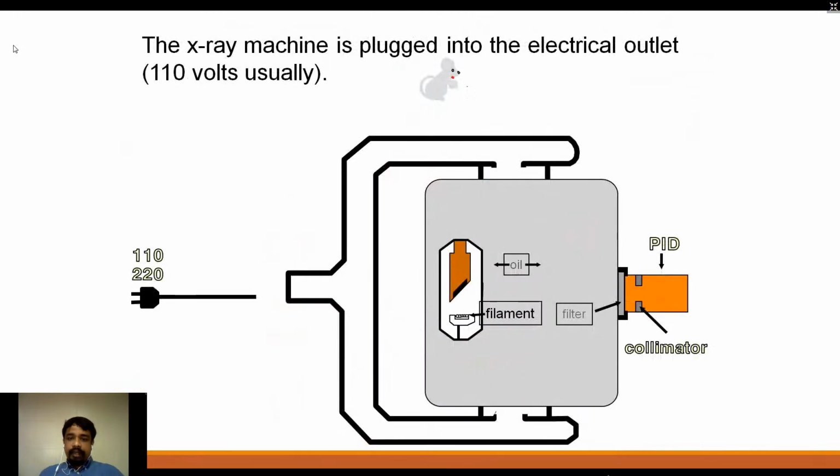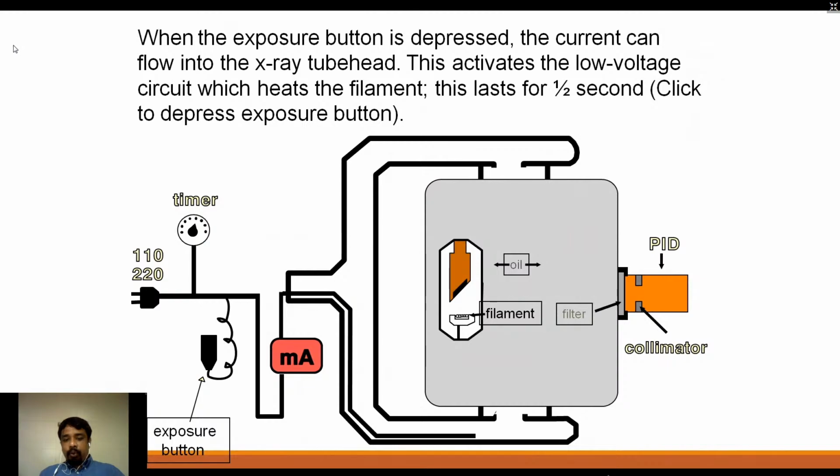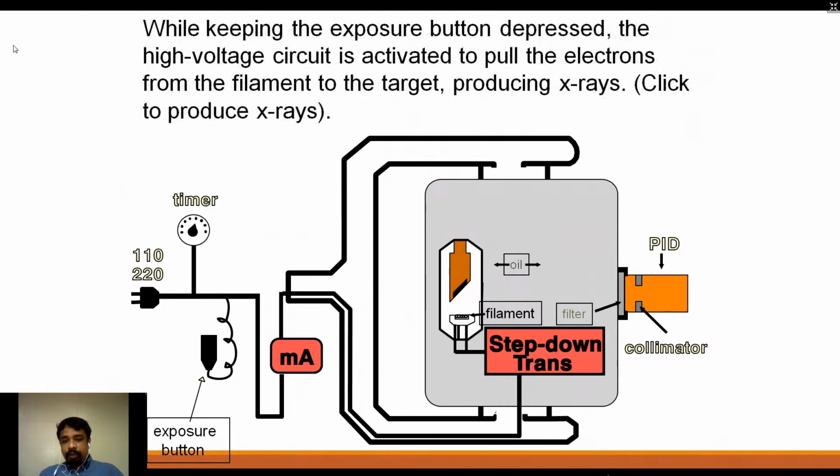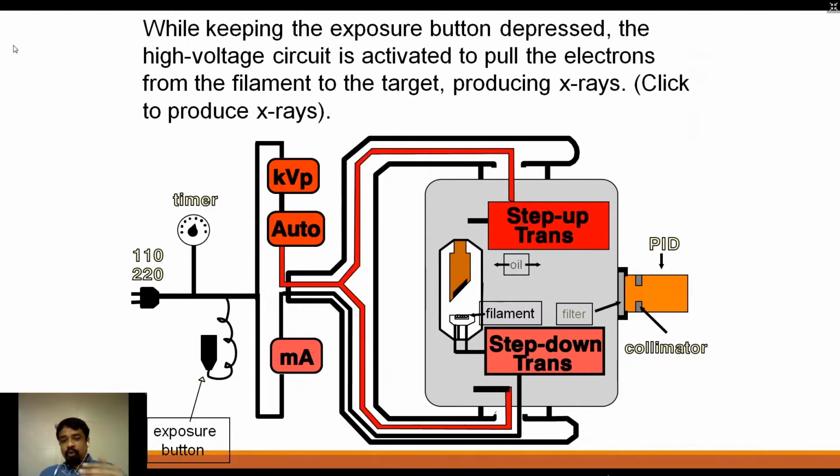For example, typically, if you have a timer and an exposure button, once you enable the button, you have enabled the step-down transformer and your filament is heated, and it will pass electrons. The higher voltage transformer, the autotransformer, is enabled, and this will accelerate your electrons from the cathode to the anode to the desired velocity, so that you get X-rays.